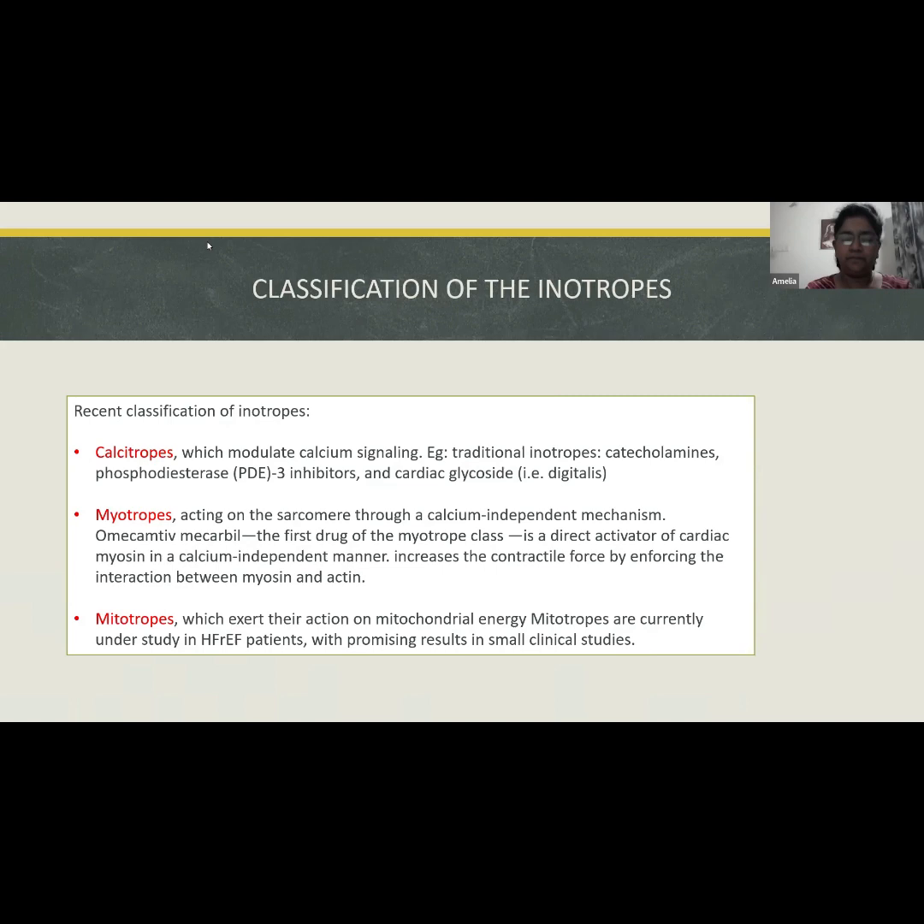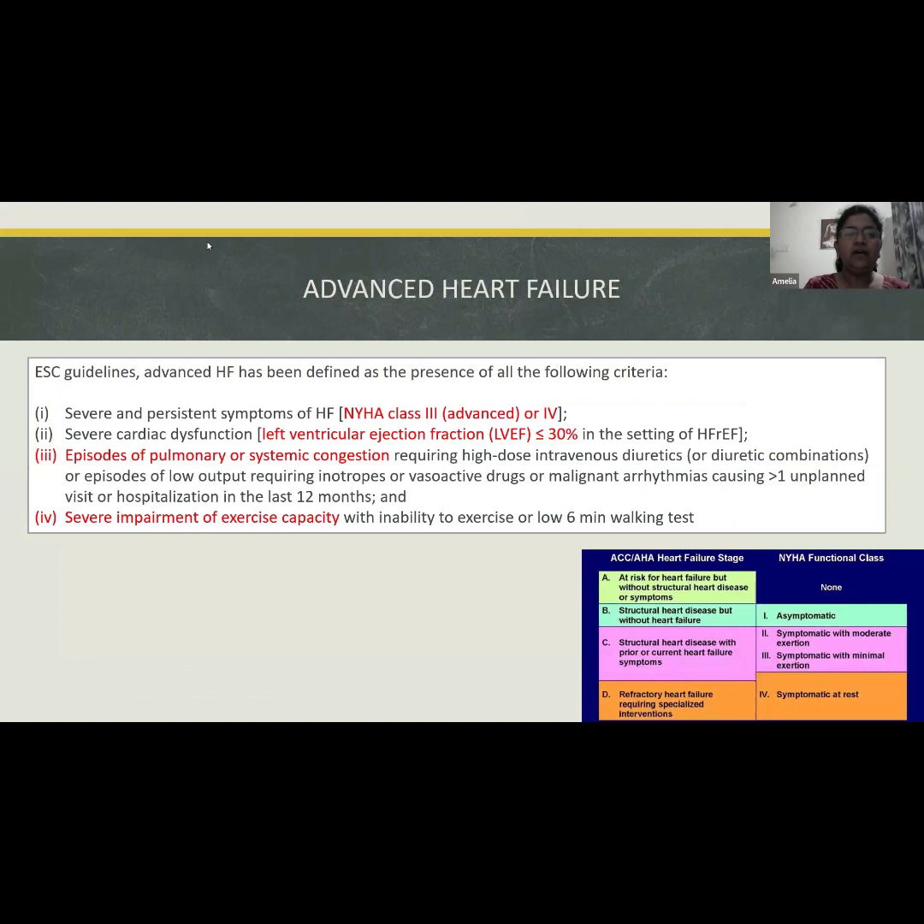These have actually tried to help us understand the place of action, what can be used in palliative care, and what can be used if you're giving ambulatory support of inotropes for patients or on an outpatient basis. So the guidelines actually define advanced heart failure as anybody who's had NYHA class 3 or class 4, if a patient's ejection fraction is less than 30%, or if there are frequent episodes of pulmonary and systemic congestion, and if there is severe impairment of exercise capacity. On the right-hand bottom, I've given you a brief summary of that.